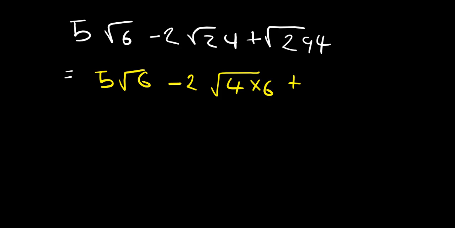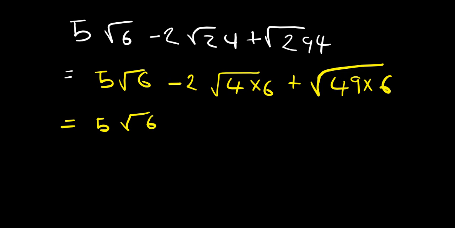Plus, then which two numbers can we multiply to give us 294? You start dividing that number by 2, and you'll be progressing until you find a number that has a potential root. When you multiply 49 by 6, that will give you 294. So now how do we simplify this? So continue: 5 root 6 minus 2.